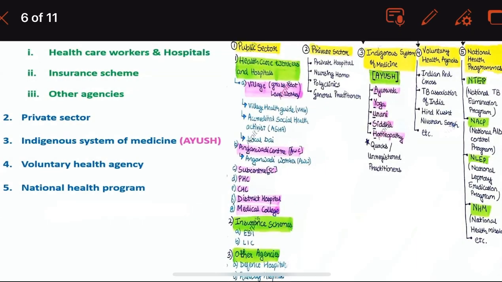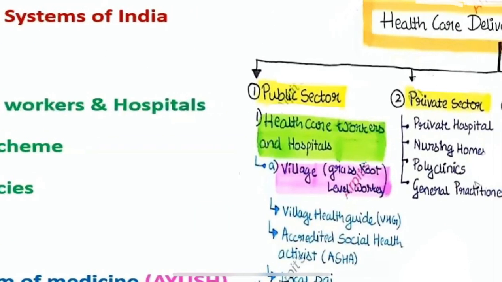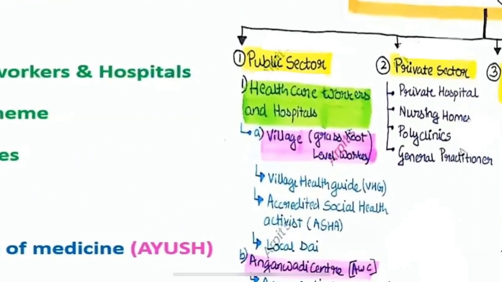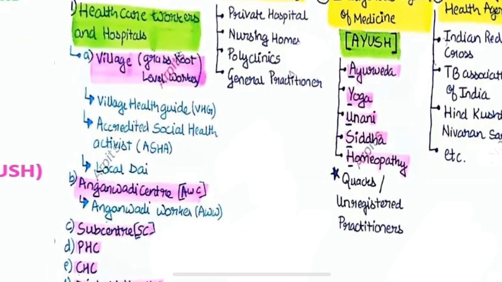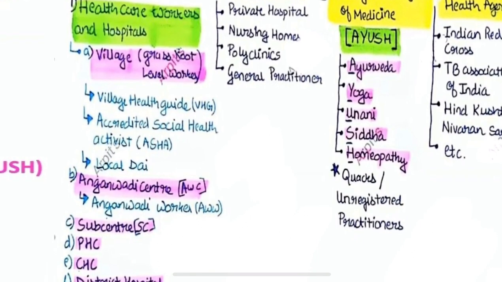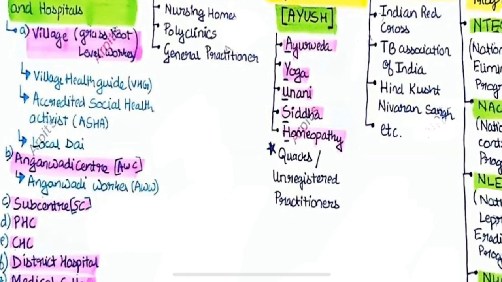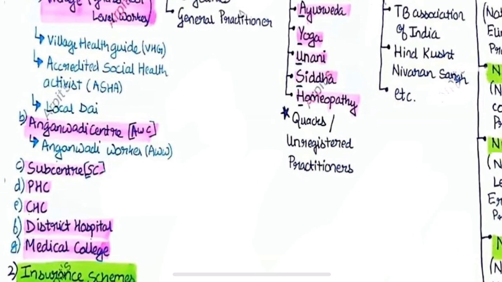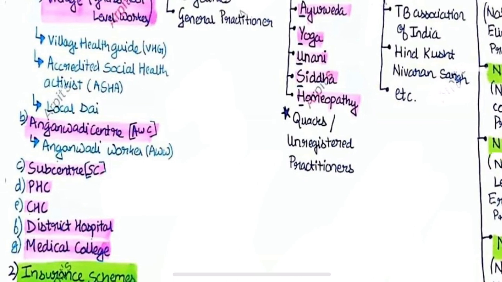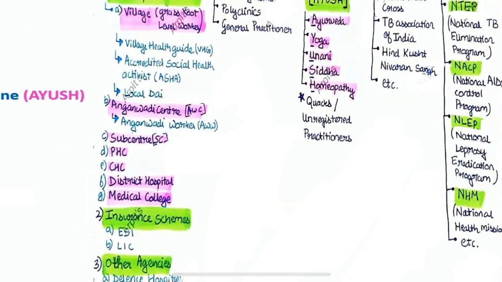Let me just zoom in for you guys to see it better. In the public sector, we have healthcare workers and hospitals at the village or grassroots level. We have VHG, Village Health Guide, and ASHA. The full form of ASHA is Accredited Social Health Activist. We have local DAIs. Anganwadi centers contain Anganwadi workers. Followed by, we have sub-center, PHC, CHC, district hospital, and lastly, the medical college.